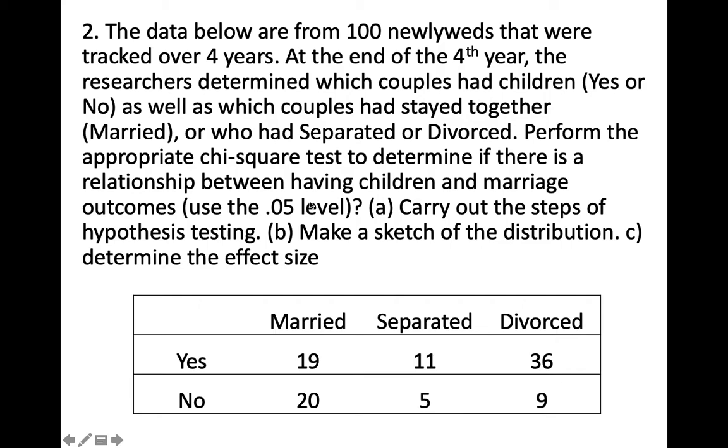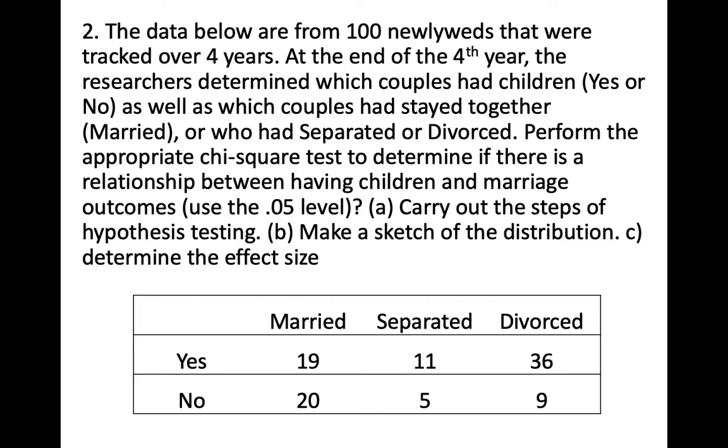Here's a second question. The data below are from 100 newlyweds that were tracked over 4 years. At the end of the 4th year, the researchers determined which couples had children. So yes or no. Yes, these couples did have children, and no, these couples did not. And then which couples stayed together. So they stayed married, or they separated, currently separated, or they divorced. Perform the appropriate chi-square test to determine if there is a relationship between having children and marriage outcomes.